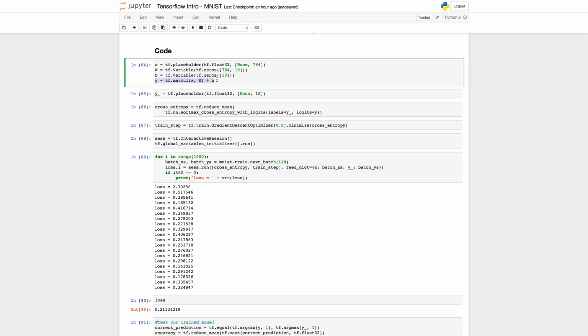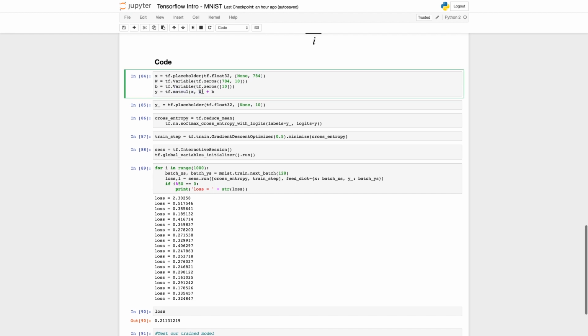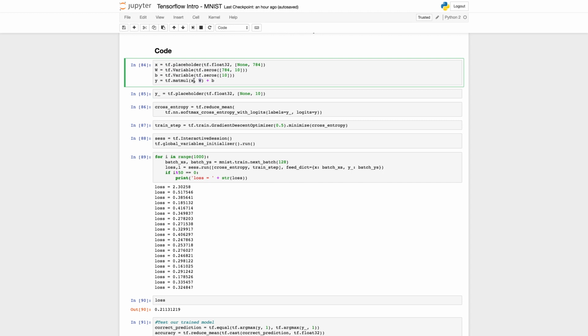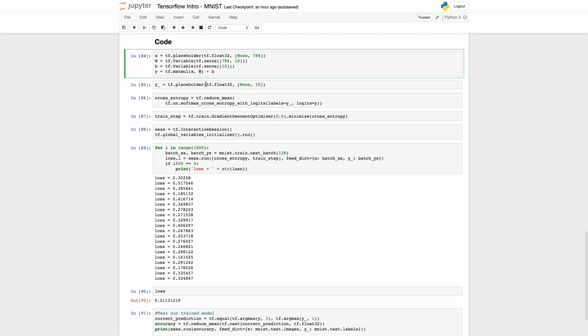Here we described our linear function. We describe our linear function as a matrix multiplication of the features and the weights. So it's just a big giant matrix multiplication. And then we add our biases to them. That's the function that's essentially going to make the predictions for us.